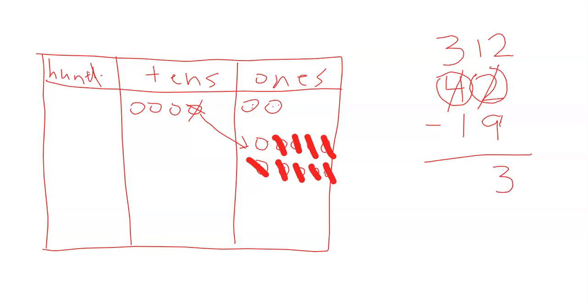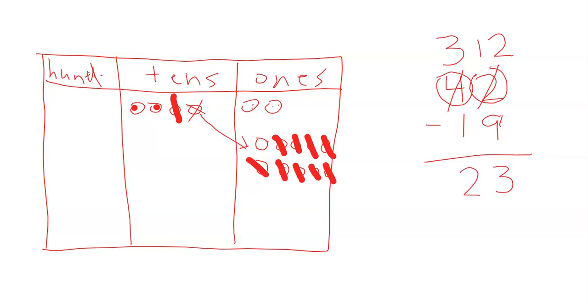Okay. Now let's take a look at my tens place. Can I subtract 1 ten from the 3 I have? And the answer is yes, of course. So I can take 1 away. I can just simply cross it off. And you can see I have 2 tens left over because 3 minus 1 equals 2.